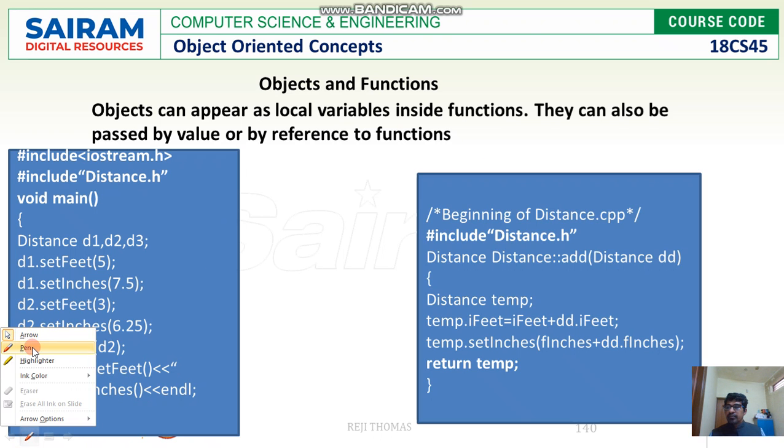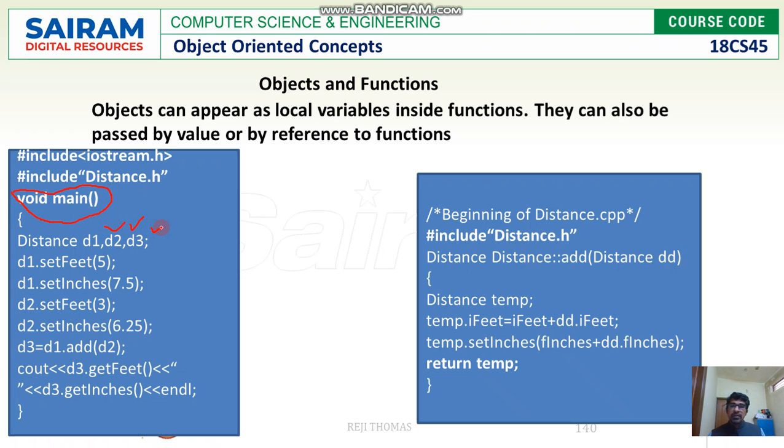Here we have the main program. We are not writing the actual class, we have the main program. Inside the main program, d1, d2 and d3 are something like local variables. Even though they are objects, they appear like local variables. Objects can appear as local variables. This is something like when I write int a. What is a? a is a local variable for the function called main. Then using this I can access this, as we have learned before.